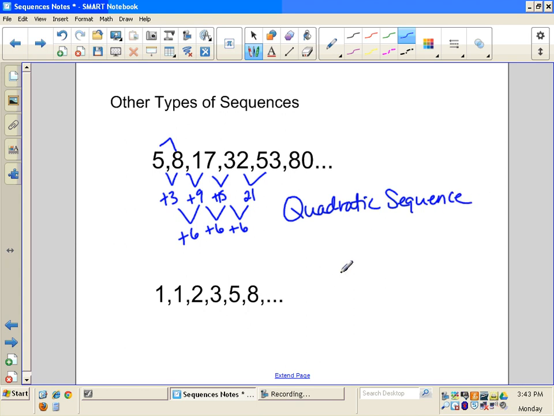And I'm only introducing that to you, so if you come across a situation like that, you know about it. You don't need to worry anymore about it. So it's a quadratic sequence. It's neither arithmetic nor geometric.